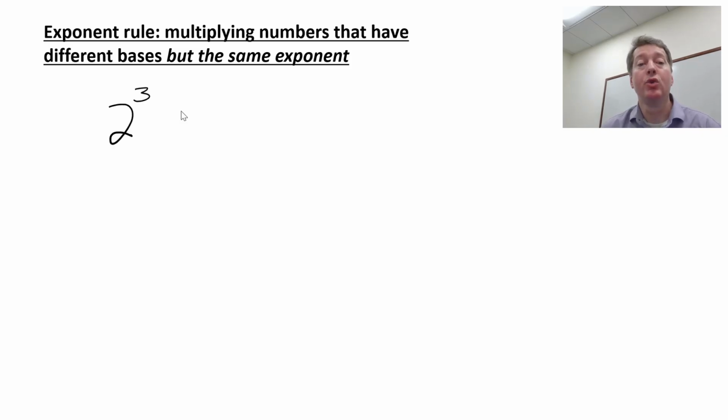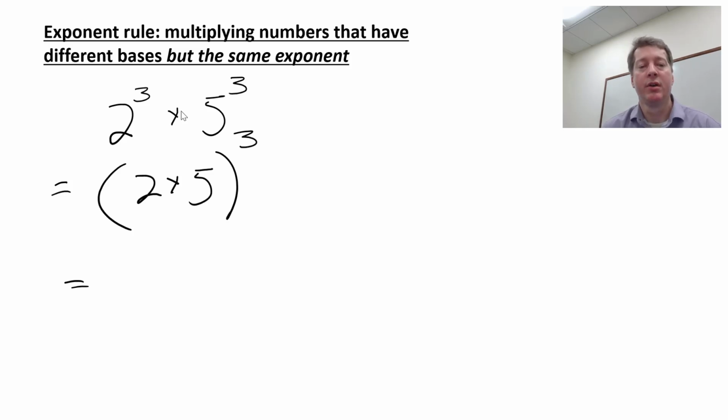Suppose I had 2 cubed times 5 cubed. Well, I could rewrite that. That is the same thing as 2 times 5 in parentheses, that whole thing cubed. So that's what? 10 cubed? That is the same as 1,000.